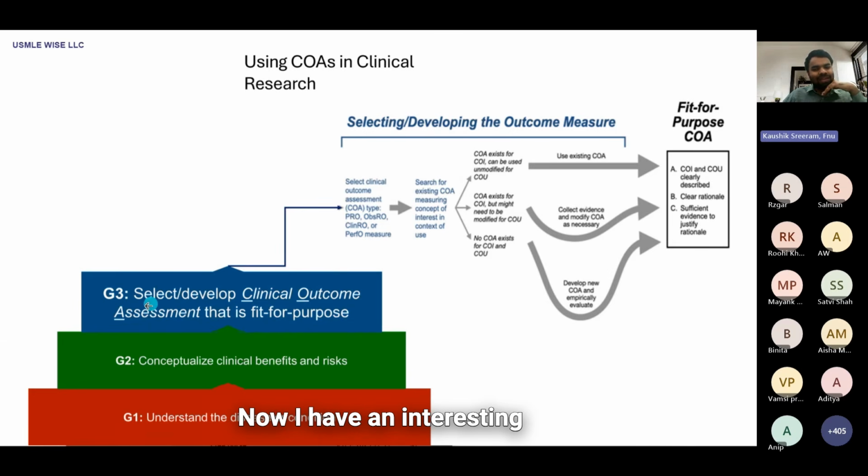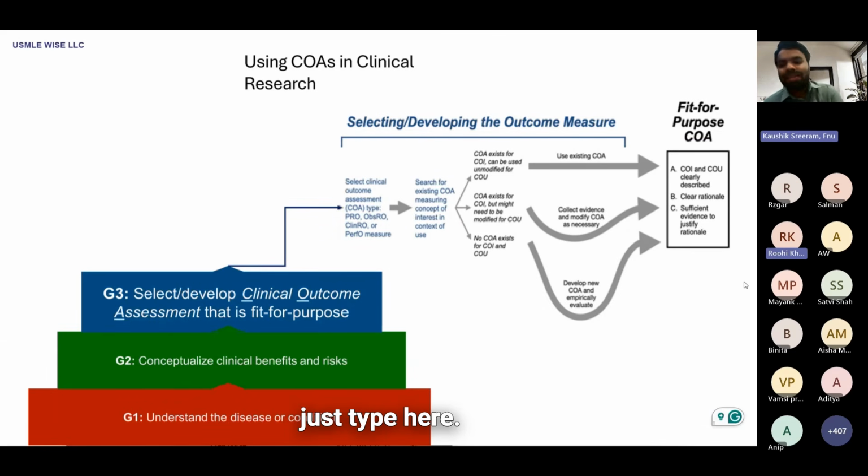Now I have an interesting thought and I want the volunteers to answer. Has anyone done any survey based studies in our audience? You can just type yes. Yes, I have. So when you did the survey based study, did you come up with your own questions? No, we were given a set number of questions by the study moderator and told to survey the patients according to those questions. So who came up with those questions?